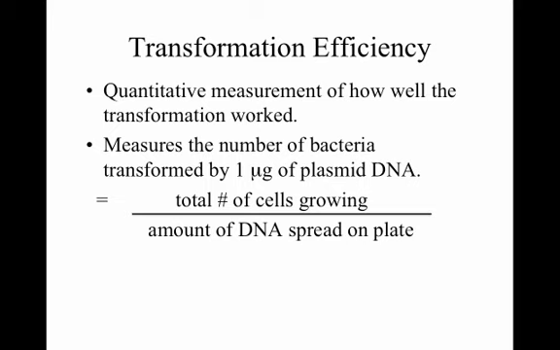And so we'll get the details a little bit later after you've done your lab, but effectively what a transformation efficiency measures is how many bacteria got transformed by 1 microgram of plasmid DNA. So the general calculation we're going to use is we're going to say, okay, how many cells are growing, we assume, on our selective plate, compared to how much DNA we originally put on that plate. Ideally, what we want to see is more cells growing for the amount of DNA spread on the plate. That means your transformation efficiency would be really high.